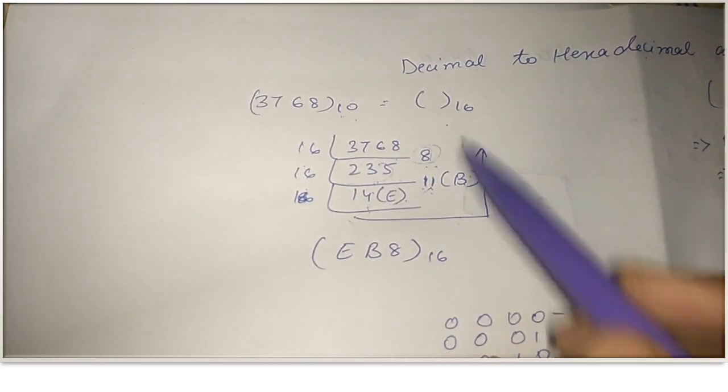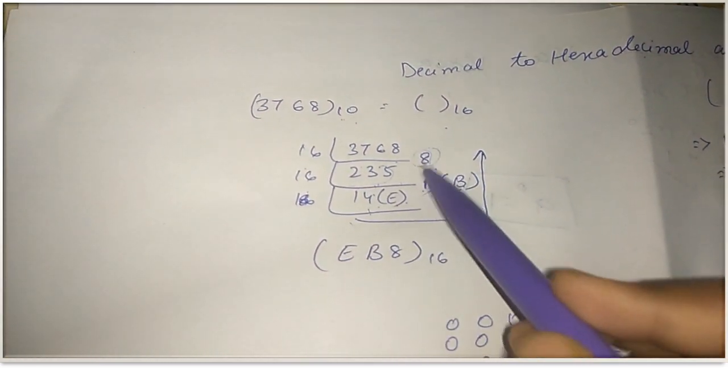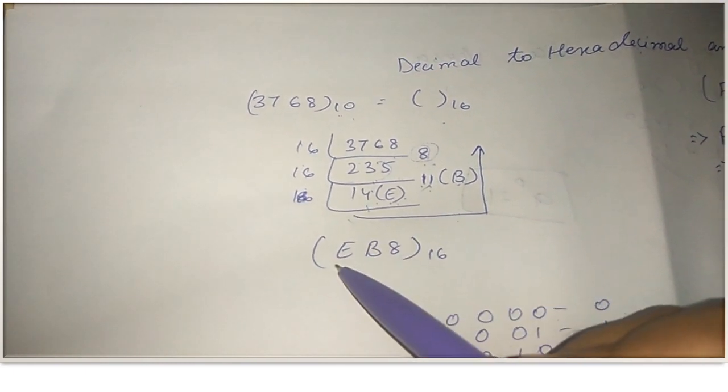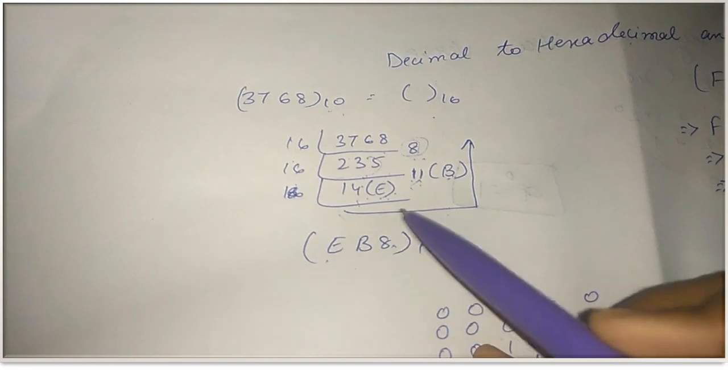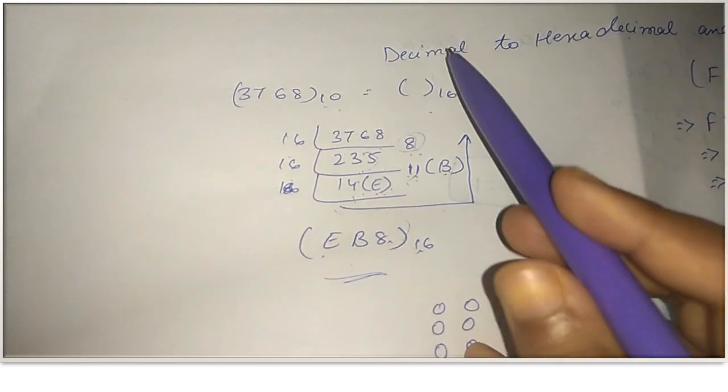From the last we have to write E, B, 8. 14 is denoted as E, that's why I have written E. 11 is denoted as B, that's why I have written B. Next is 8, with base 16. This is the conversion of decimal to hexadecimal.